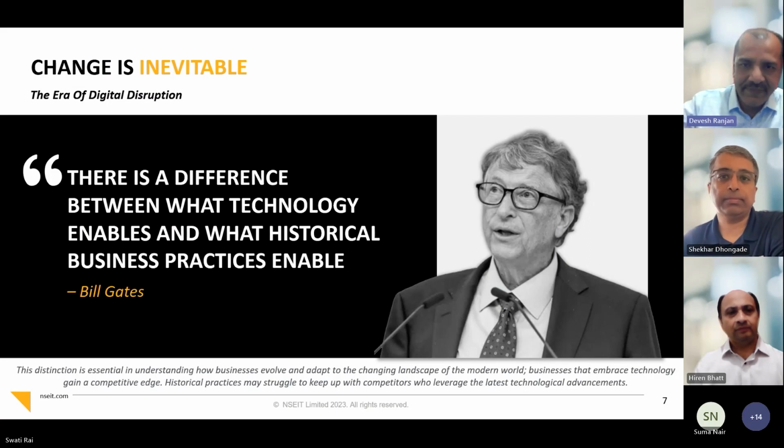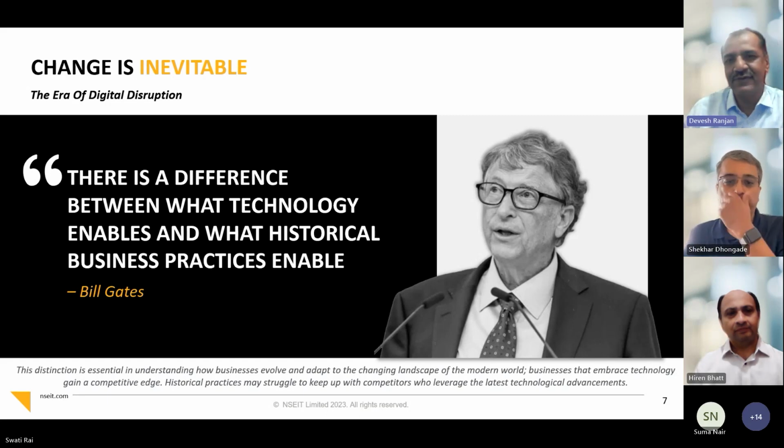A pretty interesting topic, application portfolio rationalization. But why is it necessary right now? I typically go back to this famous quotation from Bill Gates: change is inevitable, and we are in the era of digital disruption. What we need to understand very critically is how businesses have evolved over a period of time and how they are adopting these new technological changes, new trends which are coming up. Historical practices are pretty good in helping us understand which pitfalls to avoid. But if we need to have an edge over our competitors, keeping pace with all the technological changes and embracing them is something that we cannot survive without.